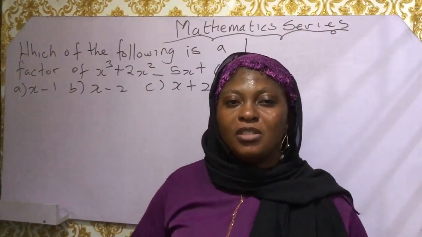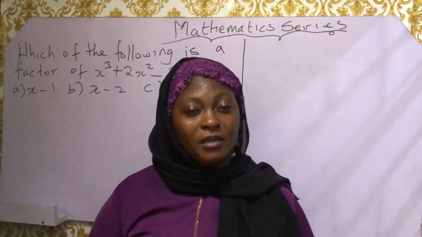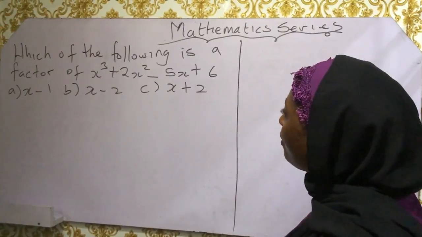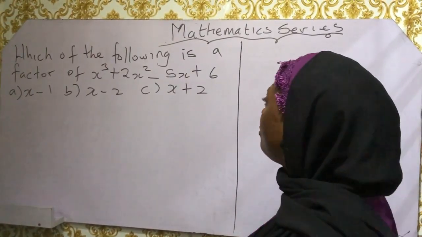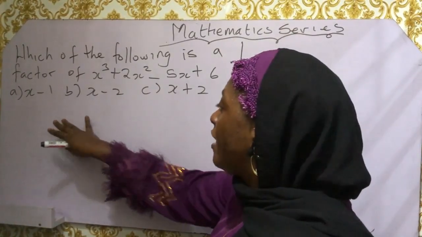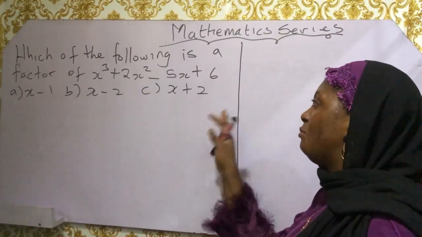Still on the factor theorem, we are going to be taking an example. Which of the following is a factor of x to the power of 3 plus 2x to the power of 2 minus 5x plus 6? And we have the first one, x minus 1, x minus 2, x plus 2.